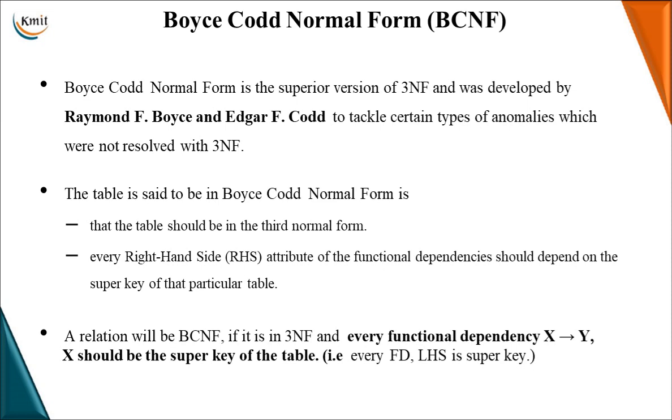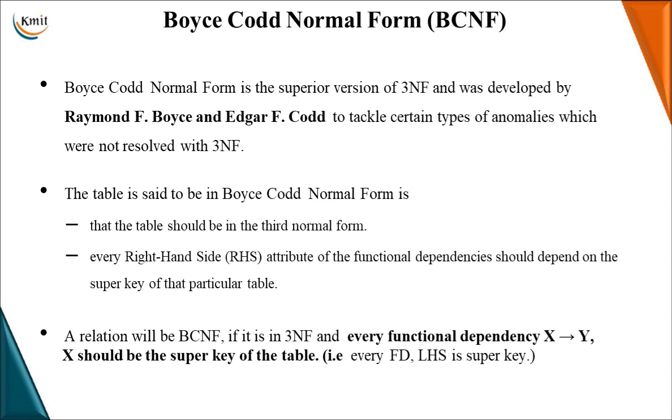It was developed by Raymond F. Boyce and Edgar F. Codd to tackle certain types of anomalies which were not resolved with 3NF. Now, when do I say that a table is in BCNF? First and foremost, the table should be in third normal form, and every right hand side attribute of a functional dependency should depend on the super key of that particular table.